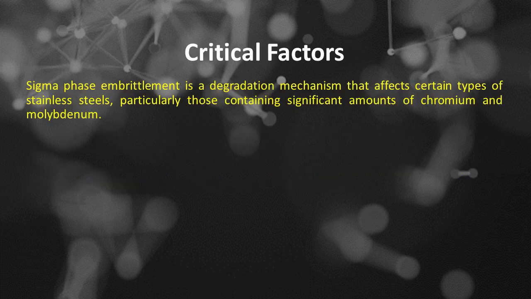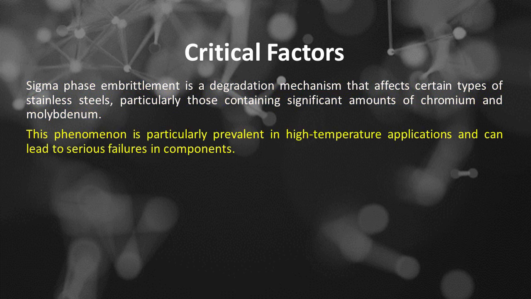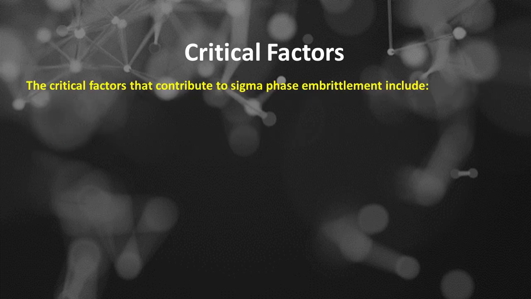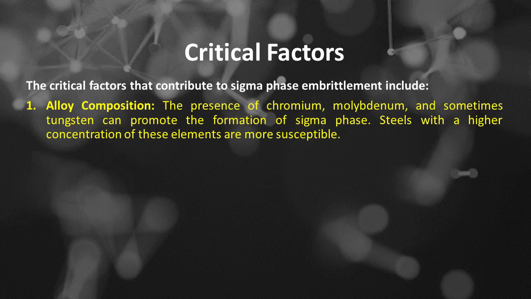Sigma phase embrittlement is a degradation mechanism that affects certain types of stainless steels, particularly those containing significant amounts of chromium and molybdenum. This phenomenon is particularly prevalent in high-temperature applications and can lead to serious failures in components. The critical factors that contribute to sigma phase embrittlement include: Number 1 is alloy composition. The presence of chromium, molybdenum, and sometimes tungsten can promote the formation of sigma phase. Steels with a higher concentration of these elements are more susceptible.